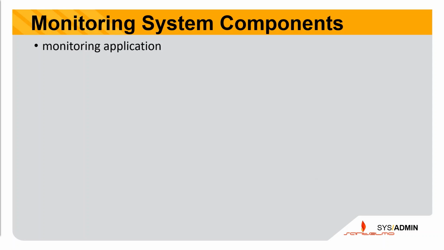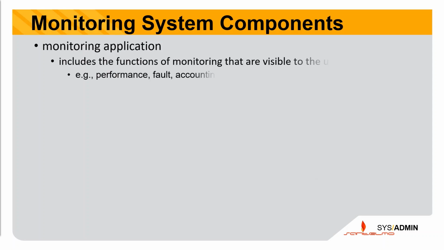The monitoring application includes the functions of monitoring that are visible to the user, for example performance, fault, and accounting. These are all functions of monitoring that are visible to the end users. Basically, performance, you'll see it and you feel it, by using tools like the speed test for internet connectivity, so we can see and compare, having a benchmark for the performance of the network.